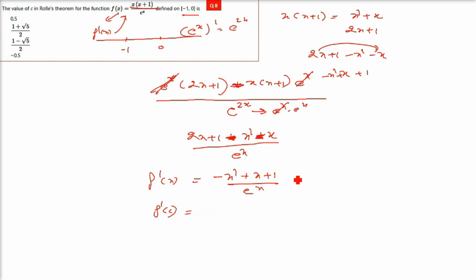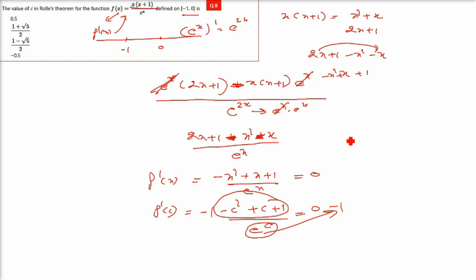Now f'(c). We have to equate it to 0 because we are talking about Rolle's theorem. Let us call it c. e raised c cannot be 0, it's a proper number, so it cannot be 0 or anything else. The numerator has to have a value of 0. So this numerator has to be equated to 0 in order to get the value. I don't want this negative, so let us multiply both sides by negative 1. You get c square minus c minus 1.